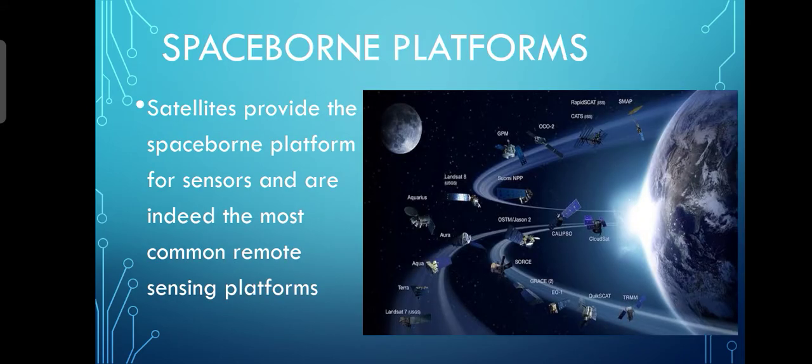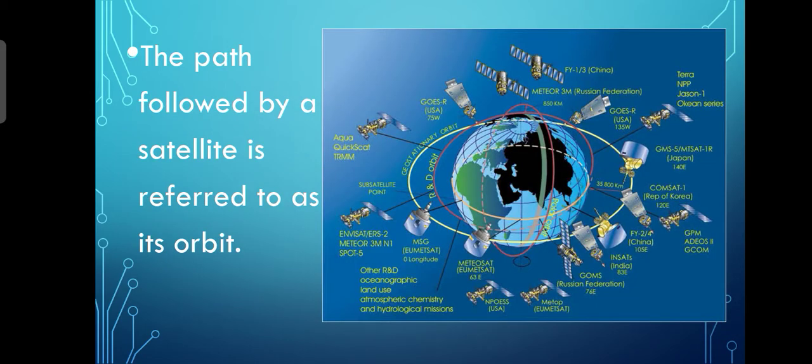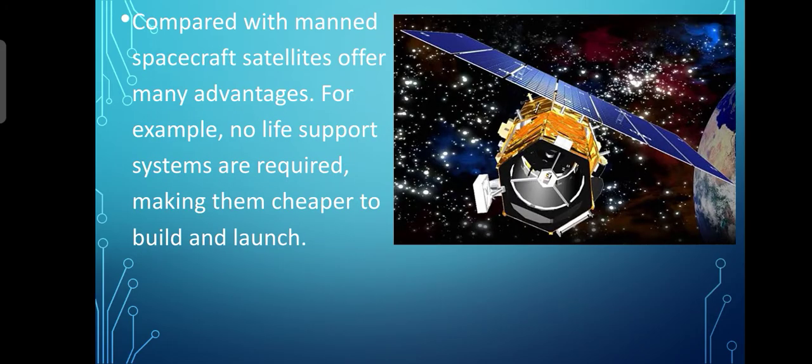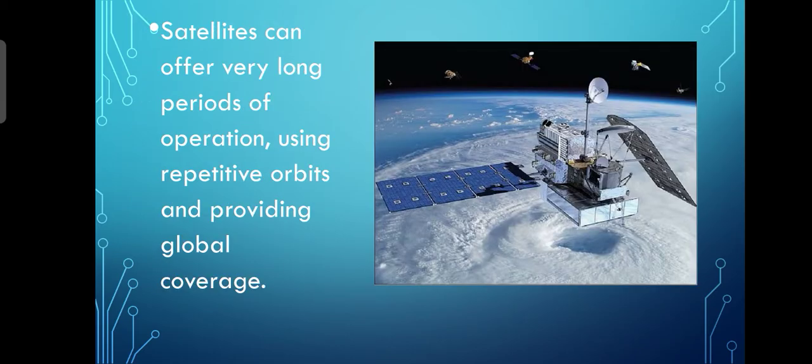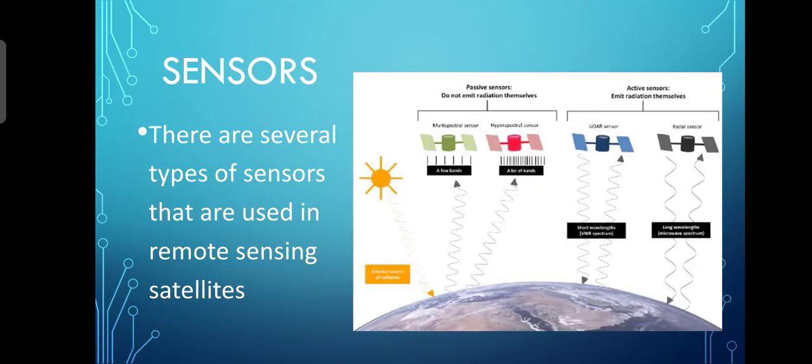Spaceborne platforms. Satellites provide the spaceborne platform for sensors and are indeed the most common remote sensing platform. The path followed by a satellite is referred to as its orbit. Compared with manned spacecraft, satellites offer many advantages. For example, no life support systems are required, making them cheaper to build and launch. Satellites can offer very long periods of operation, using repetitive orbits and providing global coverage.